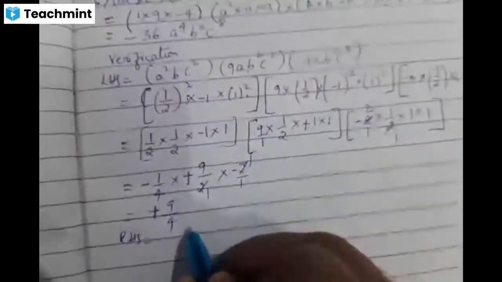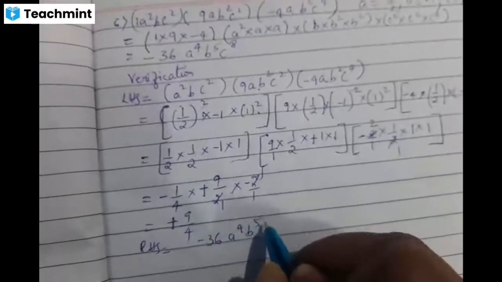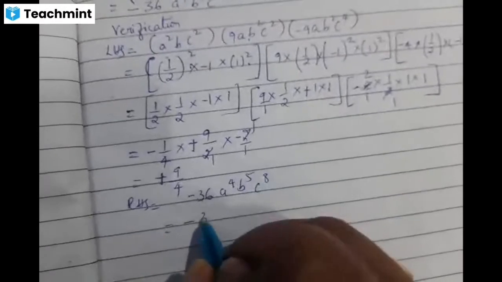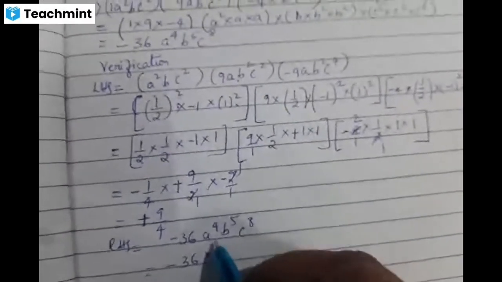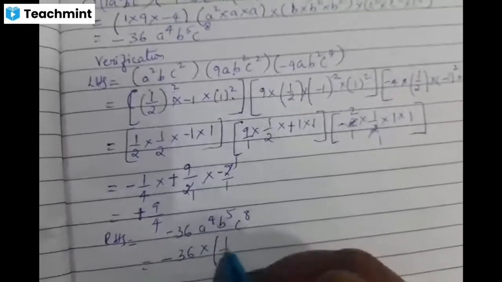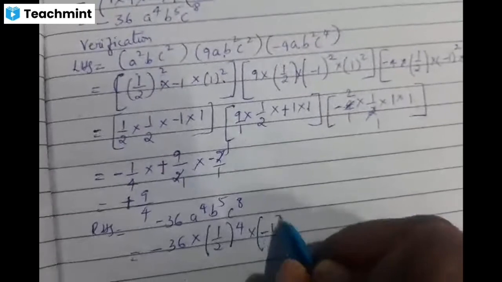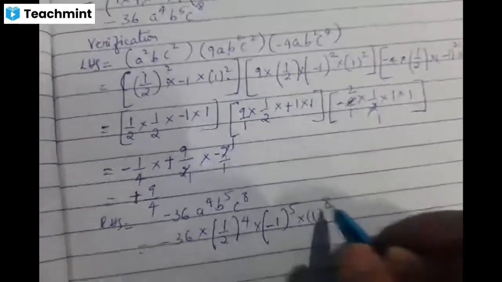RHS is minus 36, a to the power of 4, b to the power of 5, c to the power of 8. In place of minus 36 I write it as it is, into a to the power of 4, a is 1 by 2 to the power of 4. B is minus 1 to the power of 5. C is 1 to the power of 8.